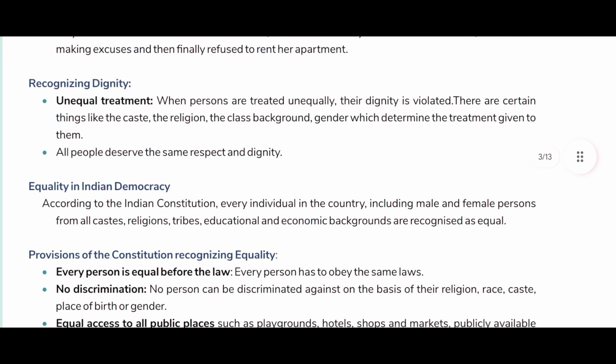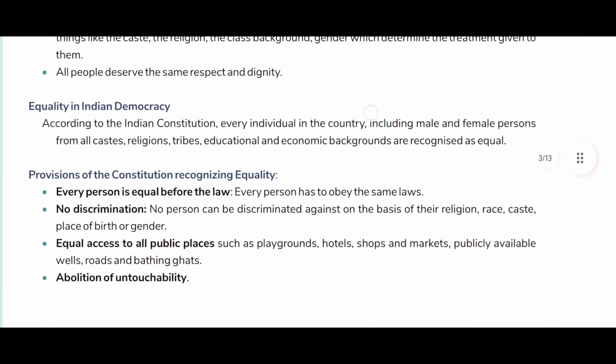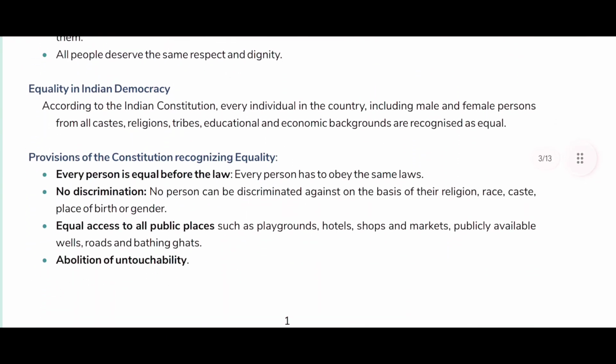Recognizing dignity, unequal treatment. When a person is treated unequally, their dignity is violated. There are certain things like the caste, the religion, the class background, gender which determine the treatment given to them. All people deserve the same respect and dignity. Equality in Indian democracy. According to Indian Constitution, every individual in the country, including male and female person from all caste, religion, tribes, educational and economic backgrounds are recognized as equal.